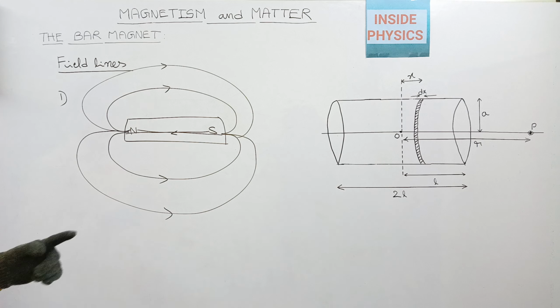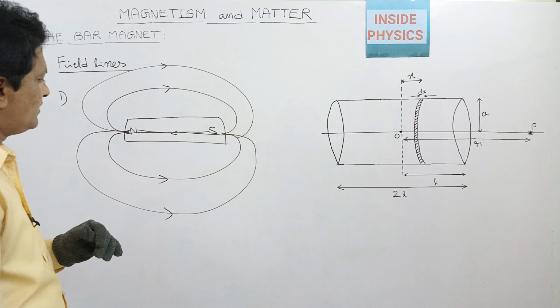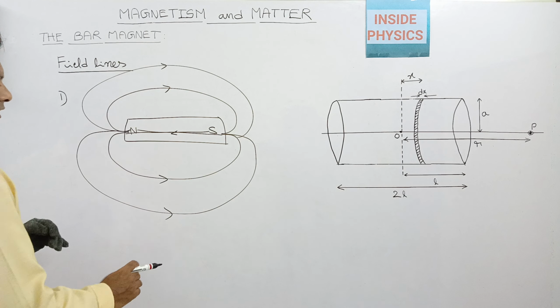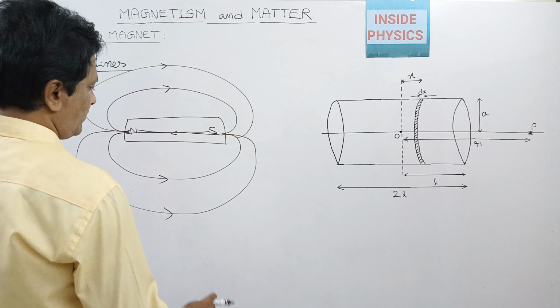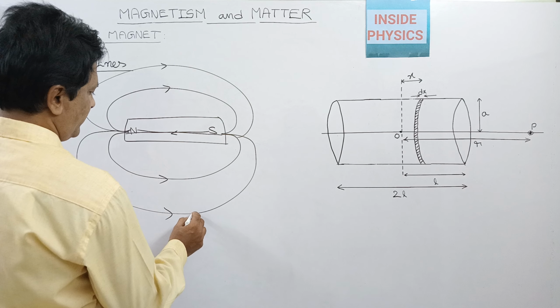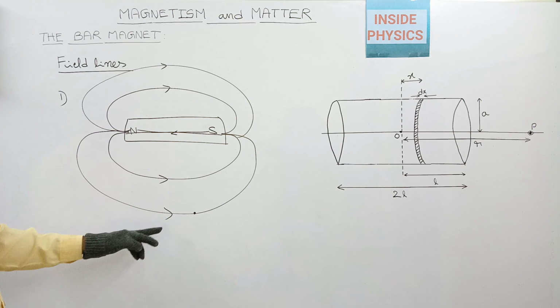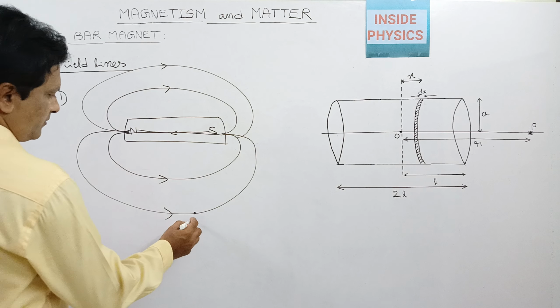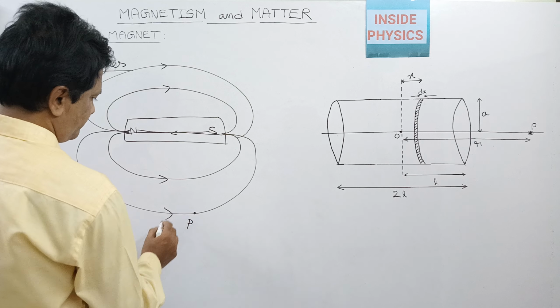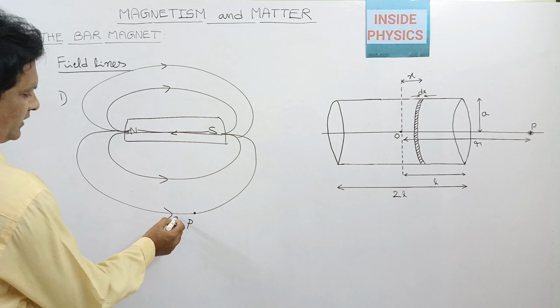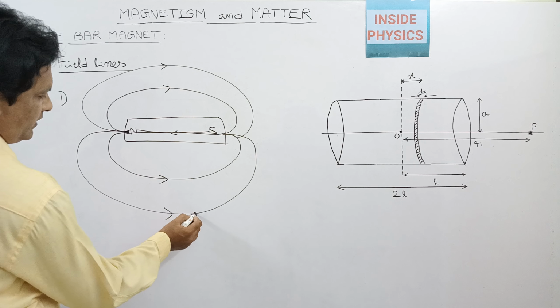If you observe these field lines, what is the direction of the field at any particular point on a field line? If you want to know the direction of the magnetic field at a particular point, suppose P, you can draw a tangent at this point.